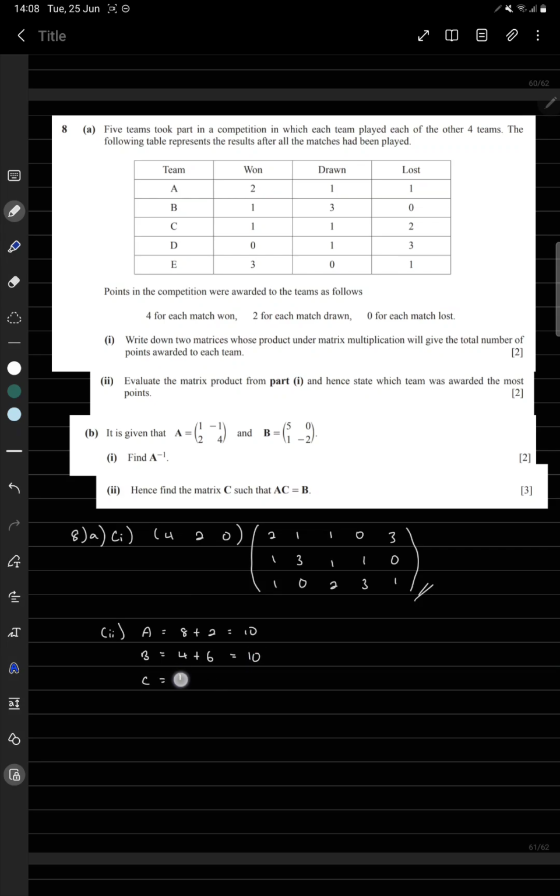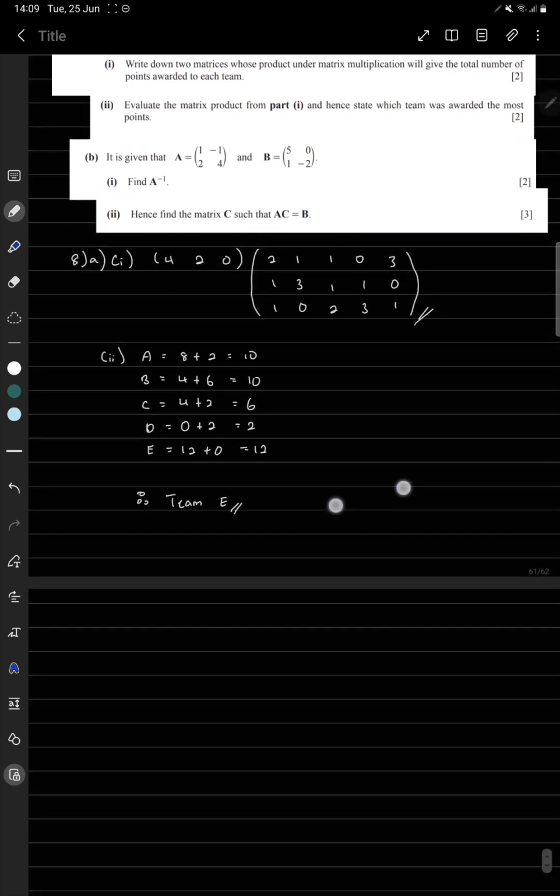C is going to be 4 plus 2, which equals 6. D is going to be 0 plus 2, which is just 2. And then finally E, we have 12 plus 0, which equals 12. And therefore, team E has the most points. Okay? Now, moving on to the next question, we'll go to part B.